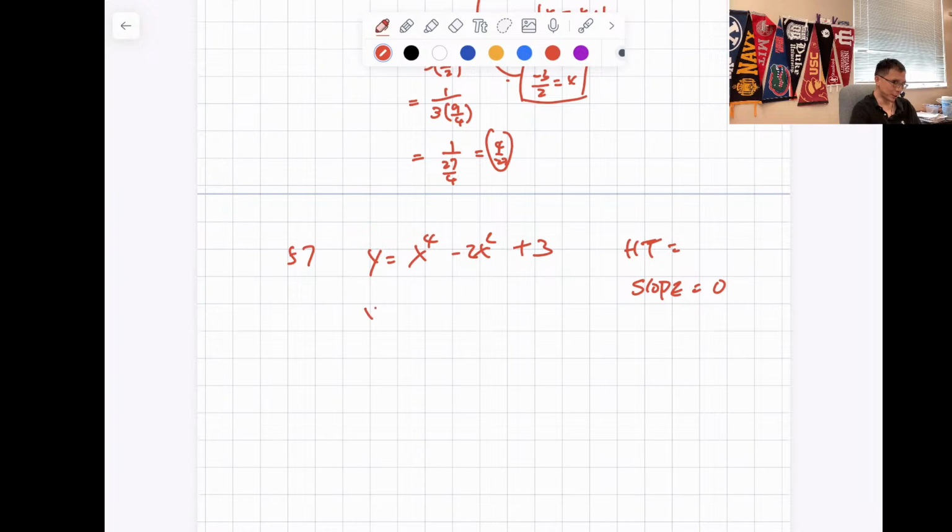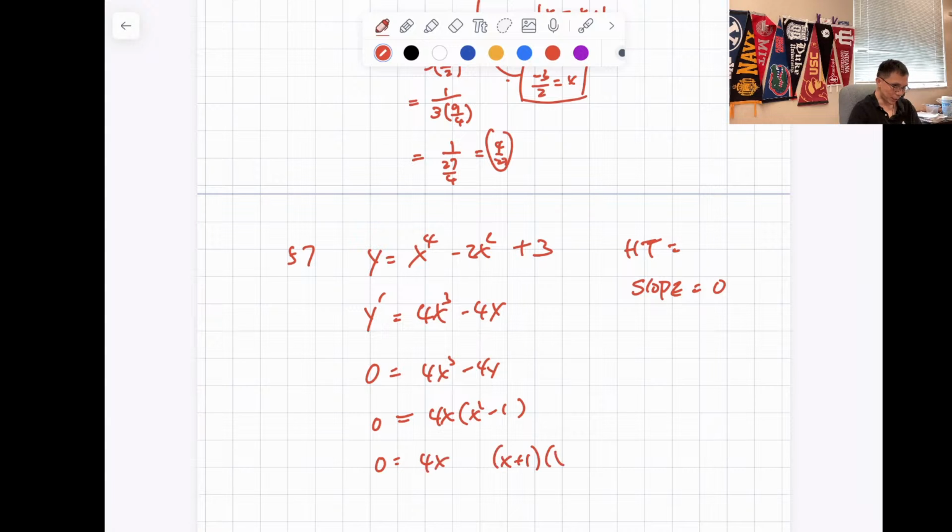So what do I have to do? Take a derivative, right? So 4x cubed minus 4x. So 0 equal to 4x cubed minus 4x. So can I factor out 4x, x squared minus 1? So 0 equal to 4x times x plus 1 times x minus 1. So x equal to 0, x equal to -1, x equal to 1. That's a horizontal tangent. So today you're going to have some horizontal tangent questions as well. You have to figure out the horizontal tangent, which is to take a derivative and set it equal to 0.